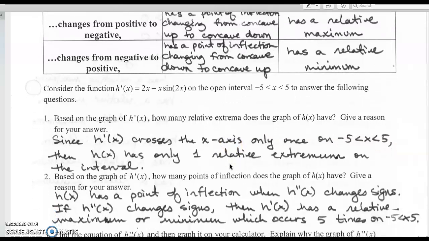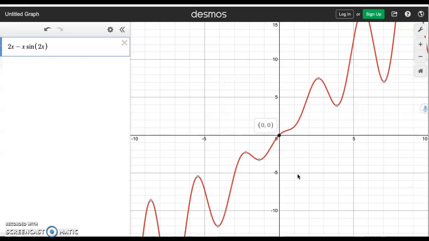Now, based off that, how many points of inflection would it have? Well, a point of inflection depends on where the first derivative is a min or a max. So as I go back, starting at -5, I don't care about that one. It's to the left of -5.